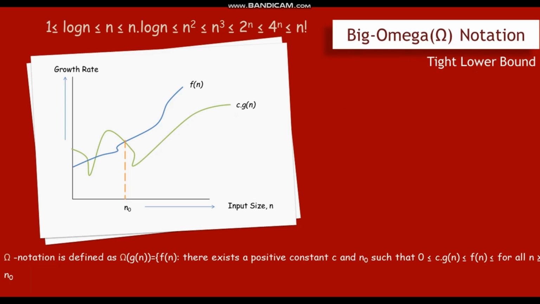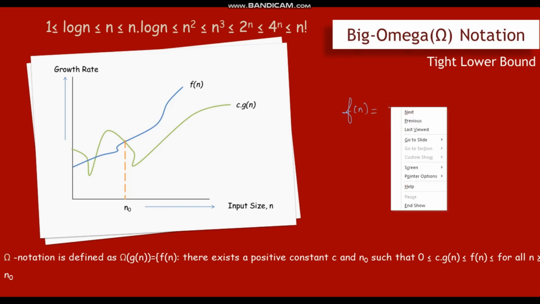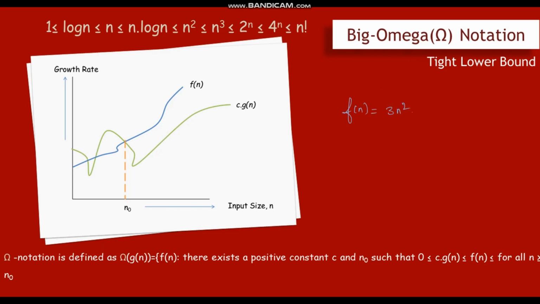Let us take one more example for big omega. F of n is given as 3n square plus 1. Putting the expression, f of n should be greater than or equal to c of g of n, and substituting the value of f of n, 3n square plus 1 should be greater than or equal to. Now what I have done is I have simply removed the coefficient from here, and I get the value as n square, and hence f of n is equal to big omega of n square.